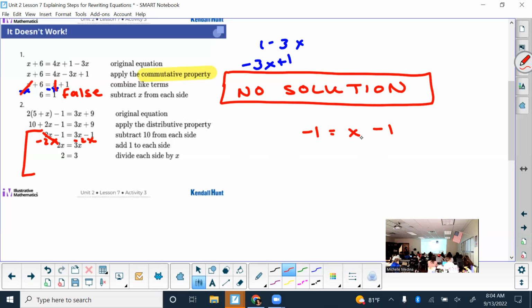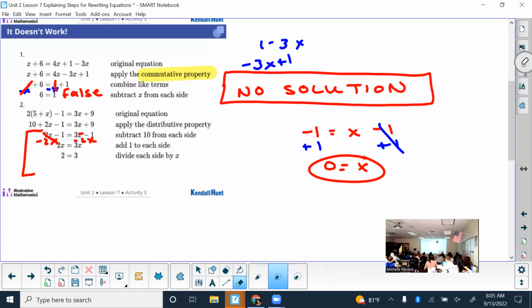How would I get the x by itself? Add 1, because that's how you get the x by itself. That's how you make this 0, by adding 1. And then you get x equal to what? 0. So I don't know what they did exactly here. They added 1 to each side and then divided each side by x. Should I ever divide variables on each side? No. So that is where a mistake was made.